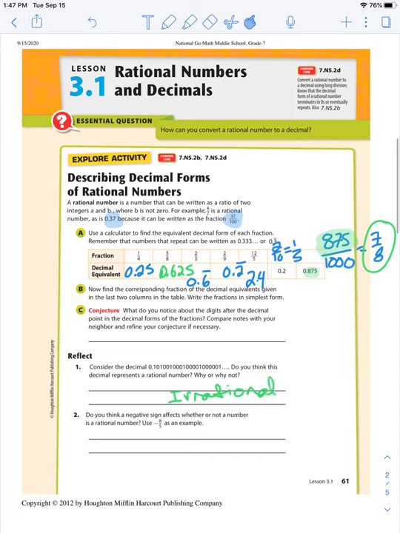All right, and then do you think a negative sign affects whether or not a number is rational? Take -8/5 for an example. The negative sign is not going to affect it because that's still written as a fraction. So that is still rational. The negative sign does not affect whether or not it's rational.